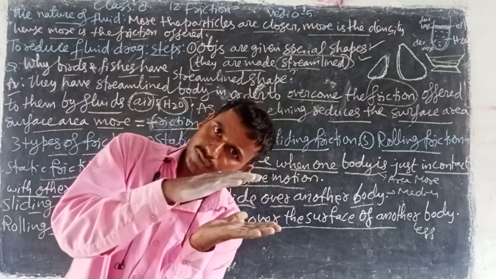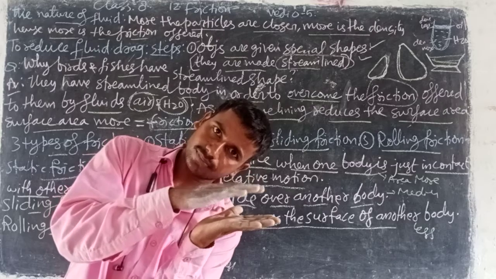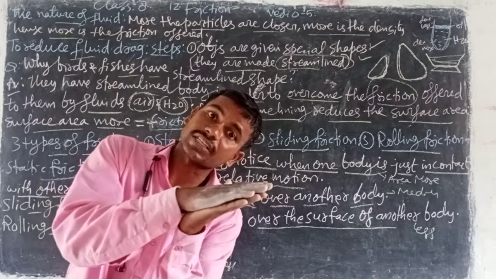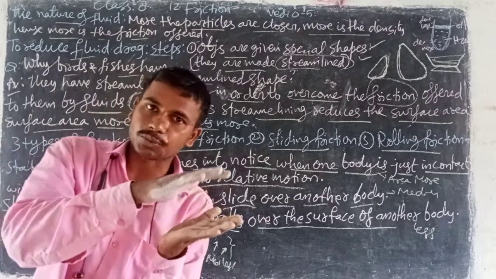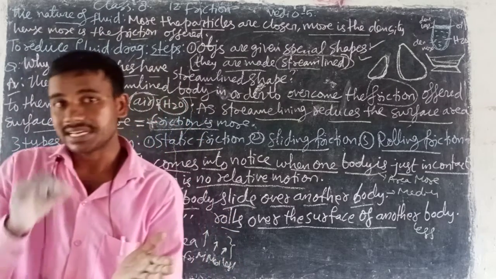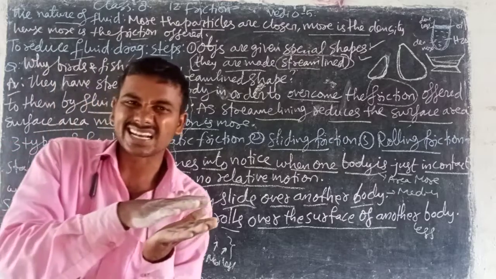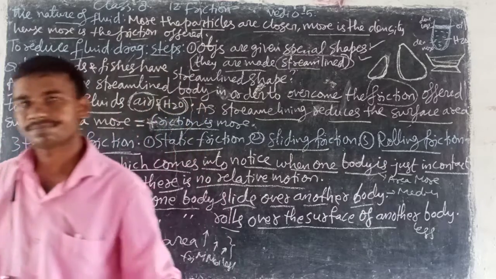Interlocking of surfaces is more in static friction. Interlocking of surfaces is medium in sliding friction. Interlocking of surfaces is less in rolling friction.